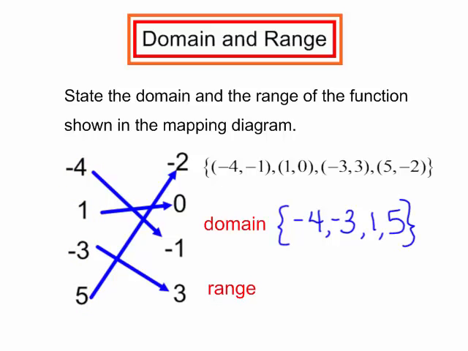The range of this mapping is the output, or the second coordinate. I will have -1, 0, 3, and -2.